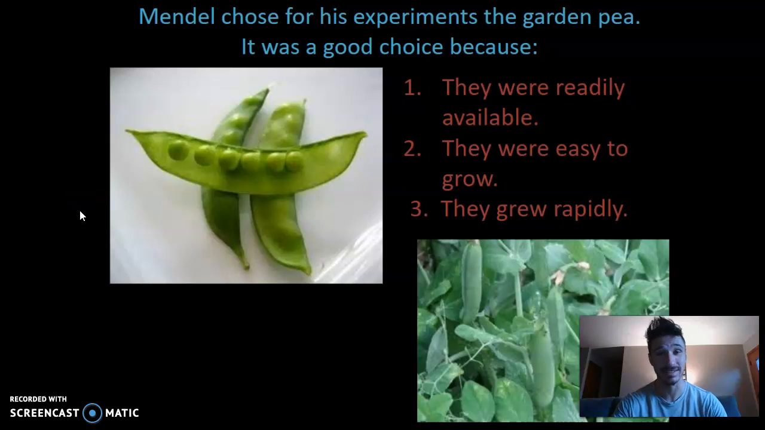And they grew fast. When it comes to genetics, fast turnaround of a species, of organisms within a species, is important. That's why genetic testing on people is not ideal, because we take so long to reproduce.